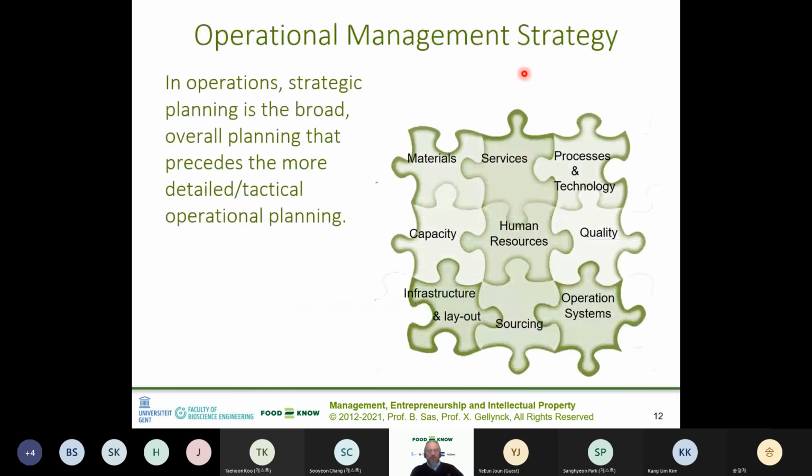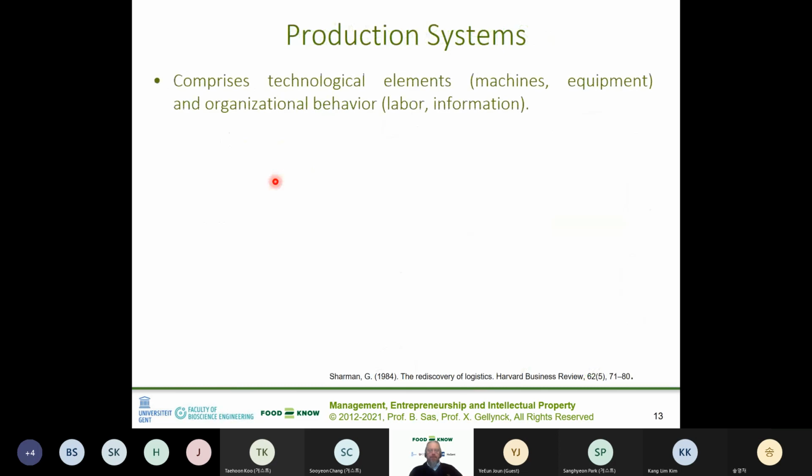You have operational management strategy, so this is thinking ahead. This is taking into account a bigger picture, which is also determining your day-to-day practice, which is then more tactical operational planning. You have different production systems. It comprises technology elements, including the machines, equipment, and then, of course, the workers, so labor, and then information and the skills of these workers.